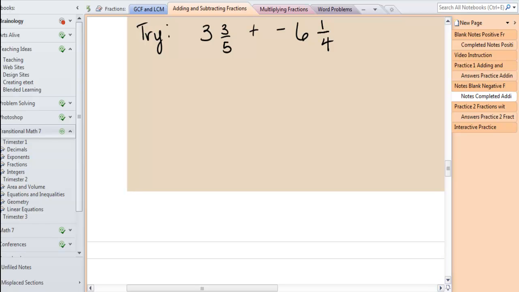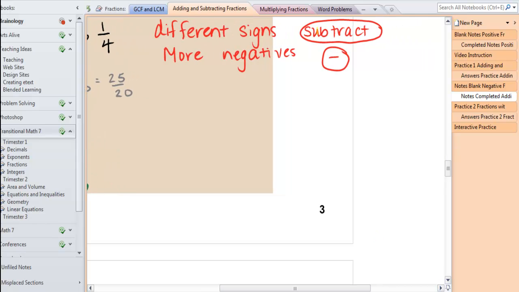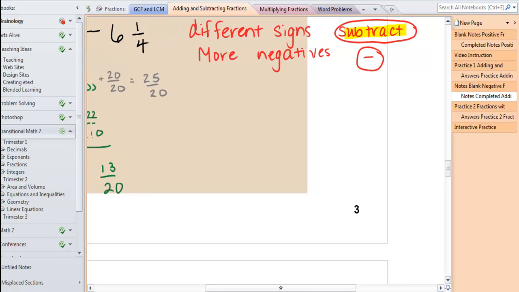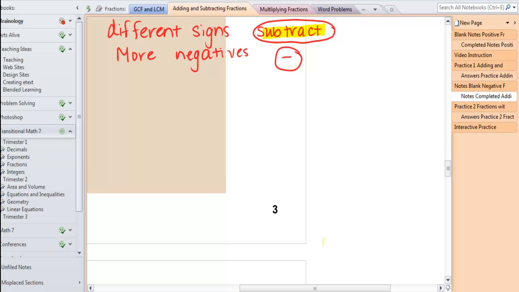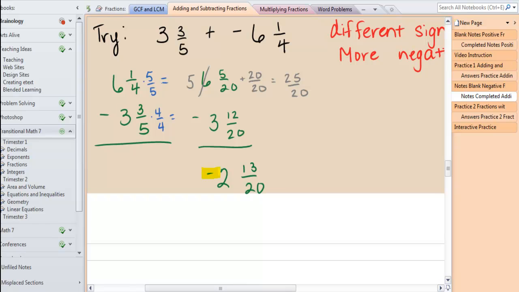Go ahead and try this problem. And when you're done, check your answer. In this problem, we're adding different signs, so we need to actually subtract. We have more negatives than we do positives, so our answer is going to be negative. So I'm going to come over and complete a subtraction problem. And I'm going to go ahead and put that negative beside my answer, so I don't forget it.